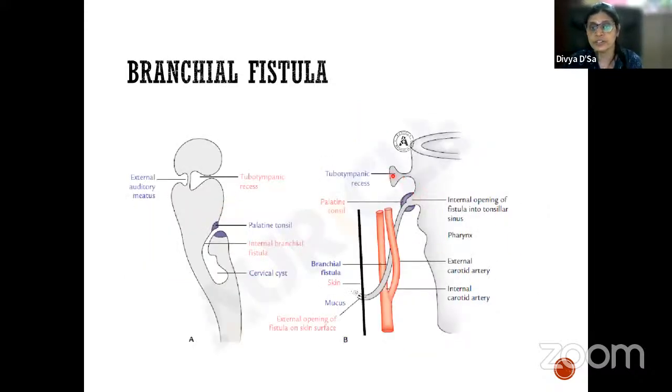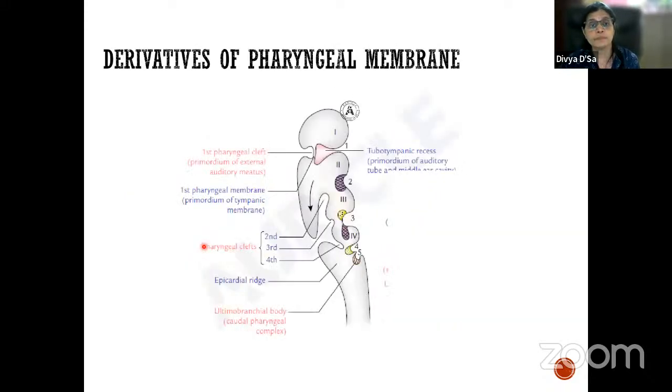So this is the first cleft, which formed the external ear, right? This is the endodermal pouch. This side will be the external auditory meatus here. What we are seeing is of the endodermal pouch. So this has opened on the inside also here, because of the communication between the endodermal pouch and the cleft there.